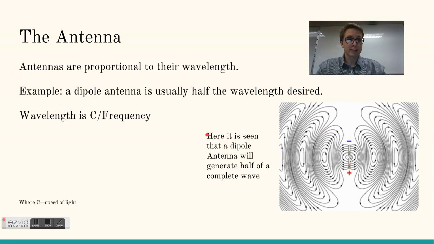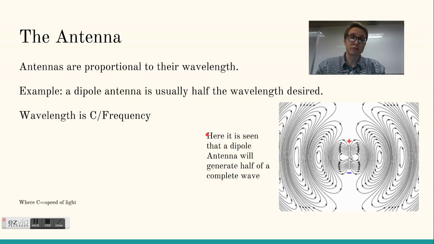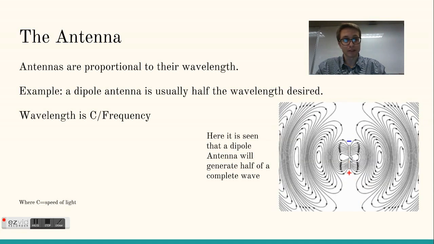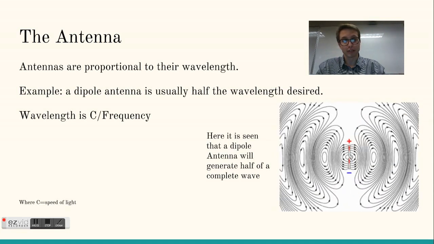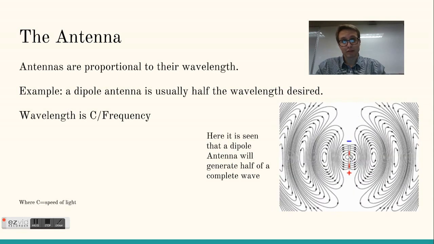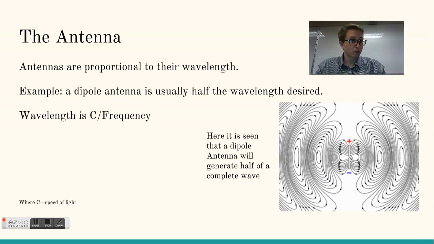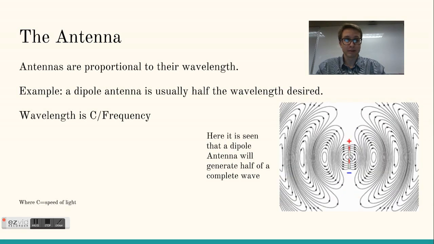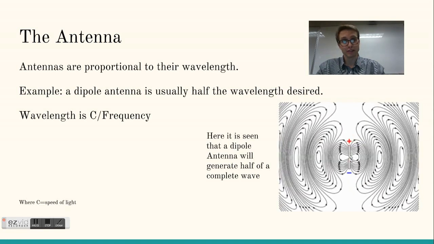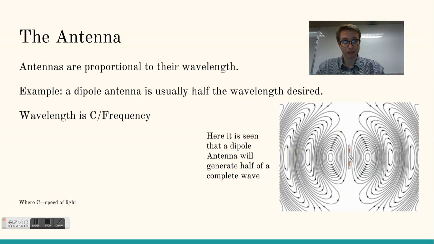Antennas are used to make electromagnetic waves. Really, like any wire, you send a current or voltage potential across it, and it'll make an electromagnetic wave around it. But the electromagnetic wave is usually proportional to the size of the antenna. Like this dipole antenna. Dipole antennas create 1/2 of a wavelength, which means it's proportional to 1/2 of the wavelength desired.